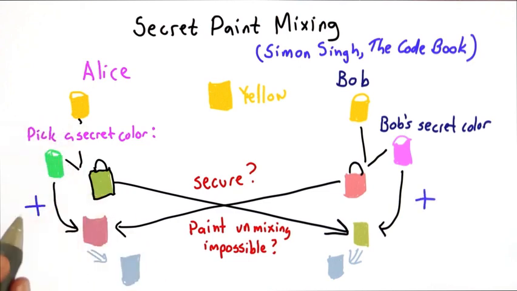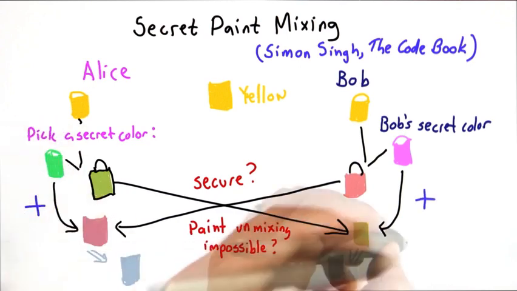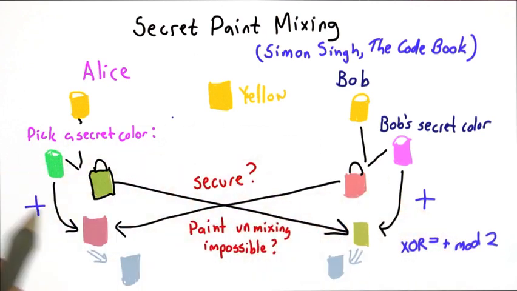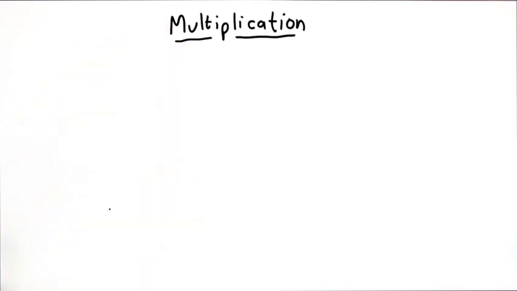This is also the main operation we used in symmetric ciphers. XOR is plus modulo 2. To do key agreement, though, plus is not going to be the main operation. The main operation we'll use is multiplication. To do this with math, the main operation we need is multiplication.